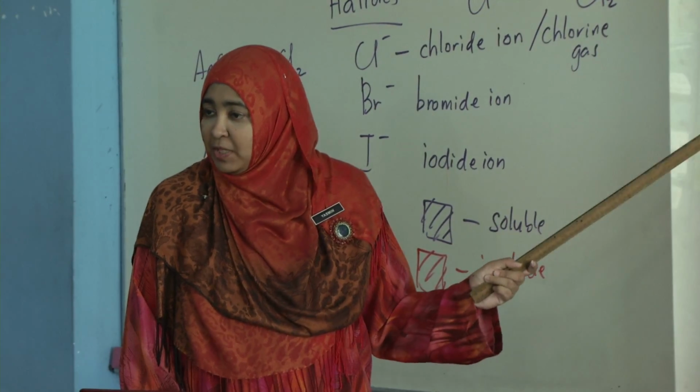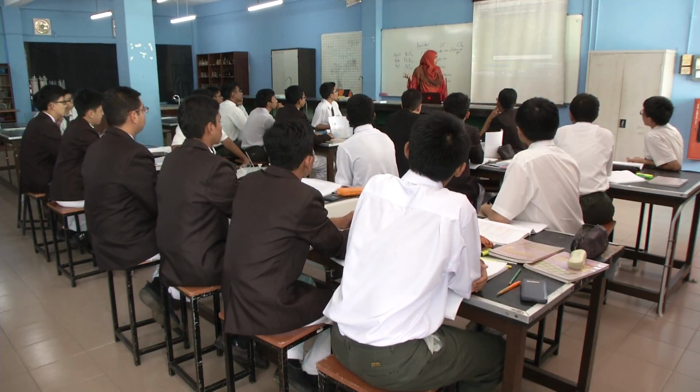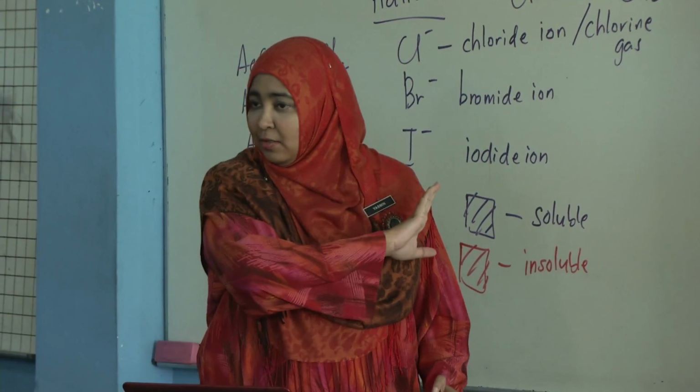But the color of the precipitate depends on the cations. If the cations is from transition metal, then it will be colored. If it's not, then it's white. Okay, until here clear? Yes.